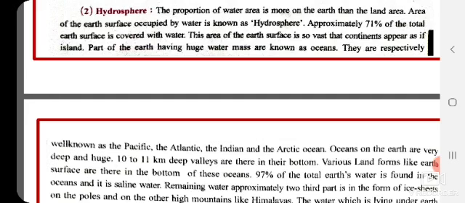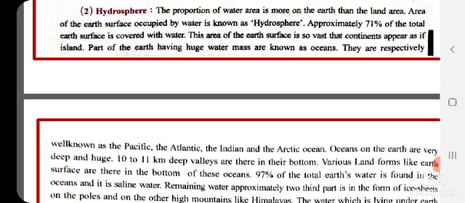The portion of water area is more on the earth than the land area. The area of the earth's surface occupied by water is known as hydrosphere. Whatever land area we have, apart from the land area we have a larger proportion of water area, meaning oceans and seas are more than the land area. That area covered with water is known as hydrosphere.